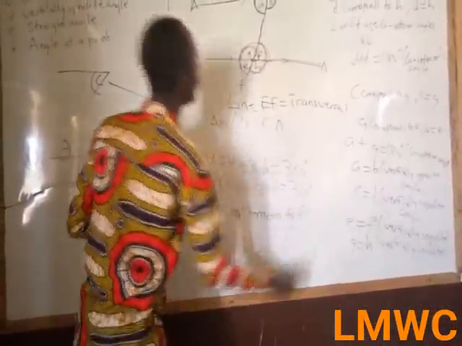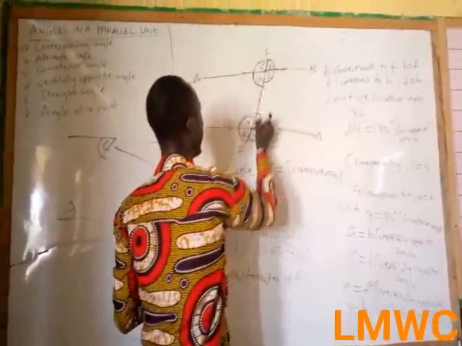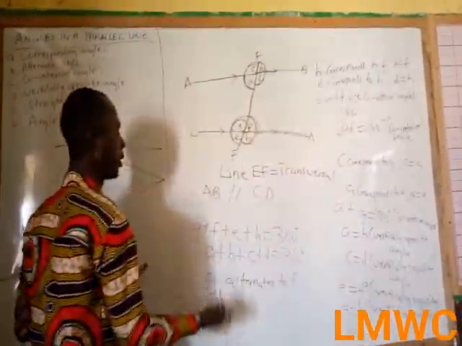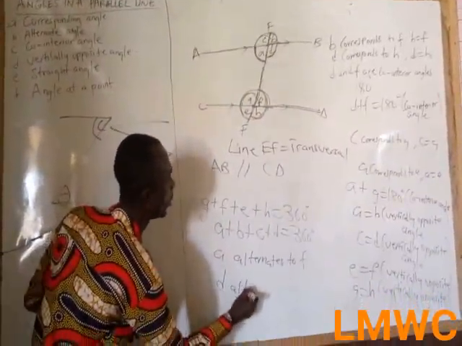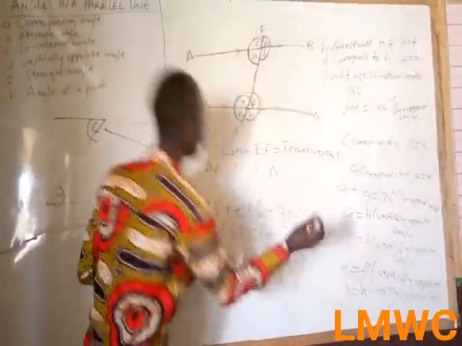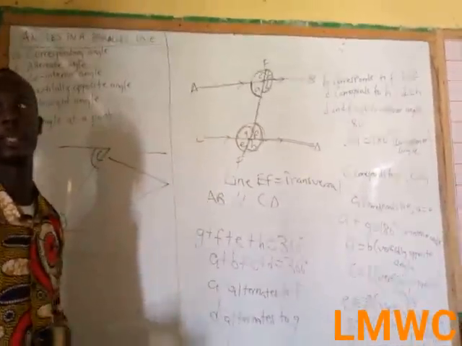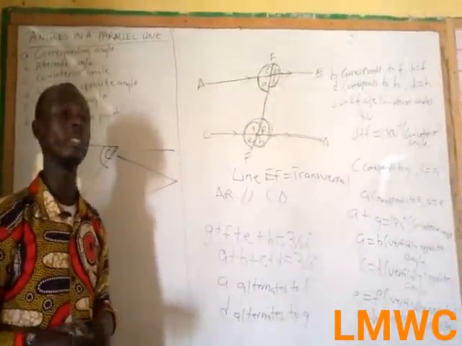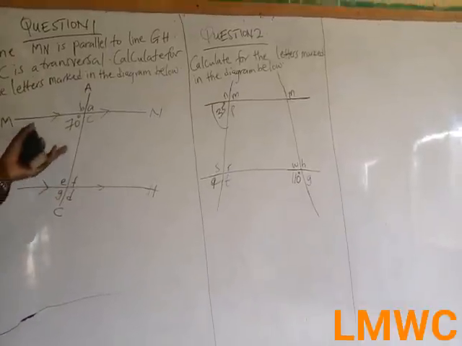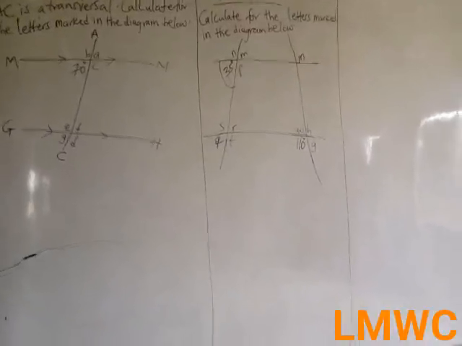A alternates to F. And if you construct it at the back, D alternates to J. I want you to understand the concept. That's why I'm deepening it. I want you to understand, and we will use two questions to illustrate angles in a parallel line.